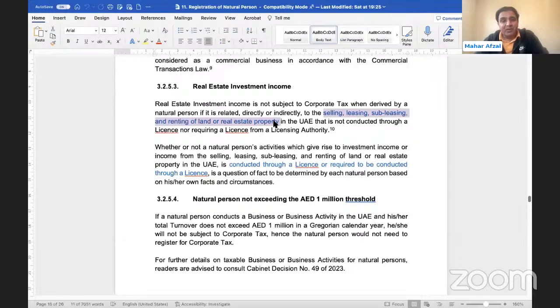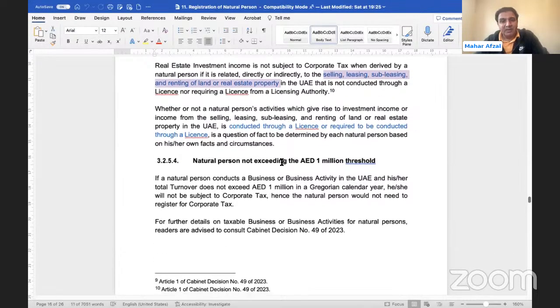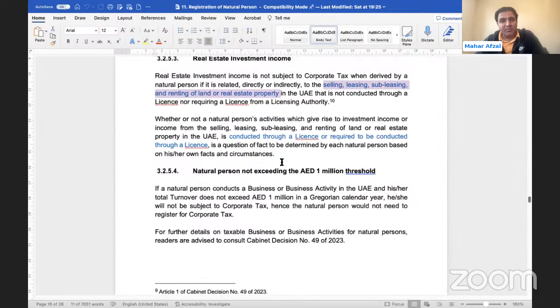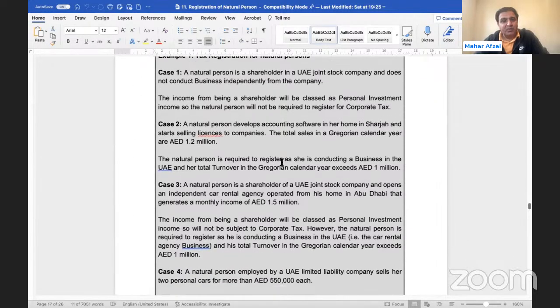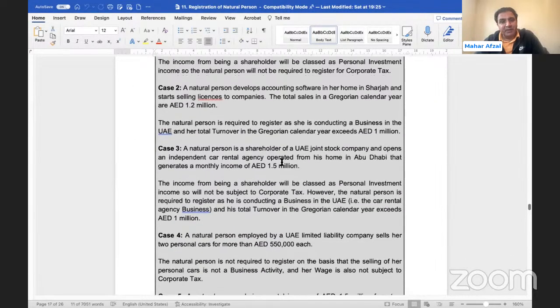In case you are required to have a license, then it will fall under commercial activity, and you will be subject to tax. If an individual is not required to have any license, then it will be assumed that you are doing it in your personal capacity. These are a few examples. You can go through these very quickly. I believe these are very straightforward examples.